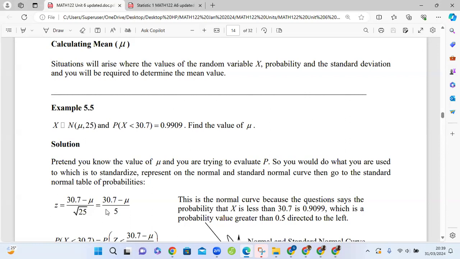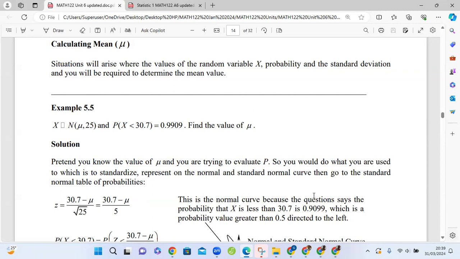So the first appropriate thing to do would be to standardize, and that's where it is on right here. X minus mu over sigma. Sigma will be the square root of the variance. The variance is 25. So here the standardization has taken place. 30.7 minus mu over 5.